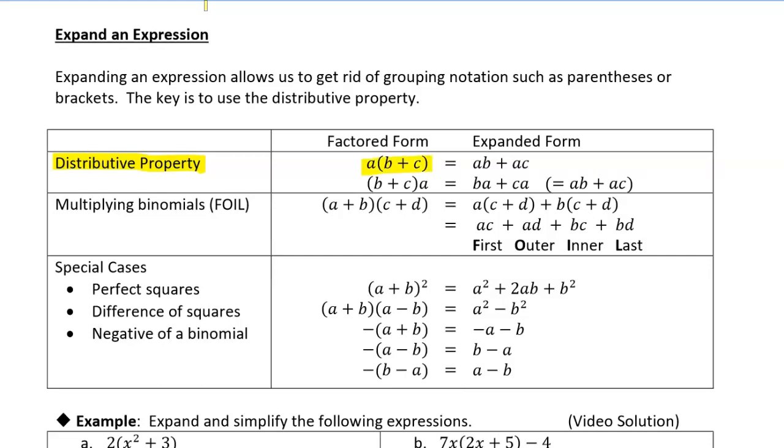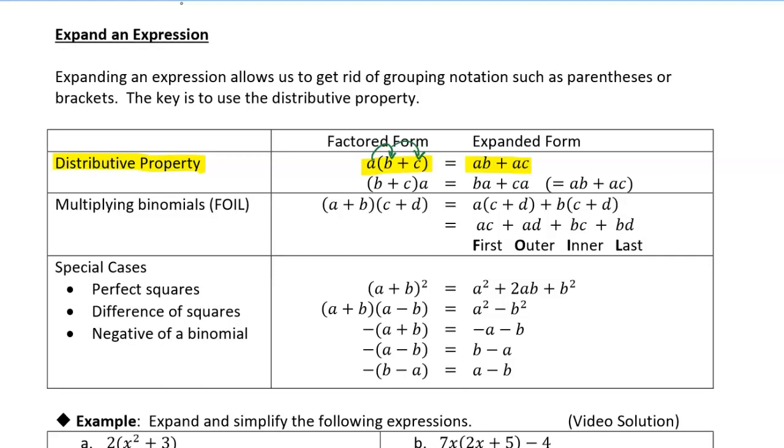If we have some quantity A times the sum of B plus C, we can distribute the A, right? We can distribute this first factor across this sum, all right? And we end up with this, A times B plus A times C, right? That's it. That's all you really have to remember. The rest of this is just special cases, just applications of the distributive property. All right. So if you remember one thing, it's just the distributive property.